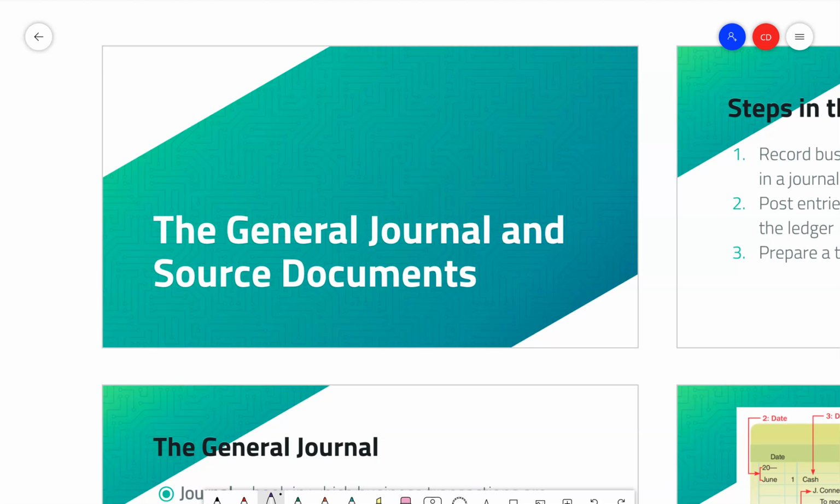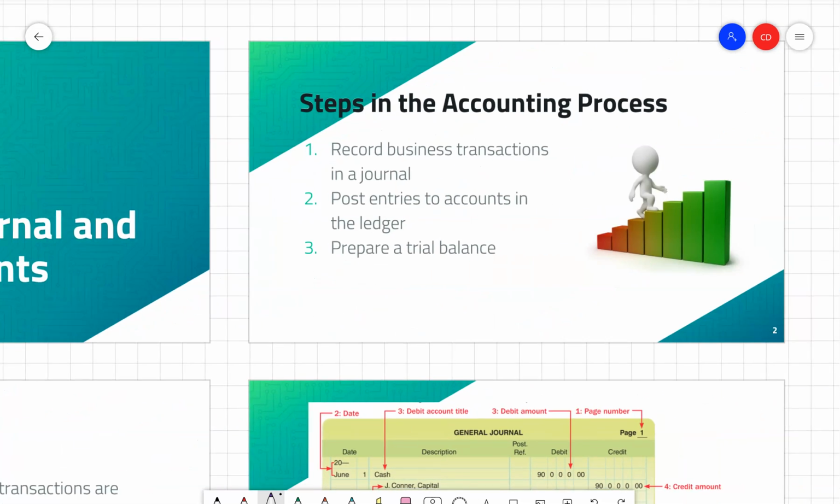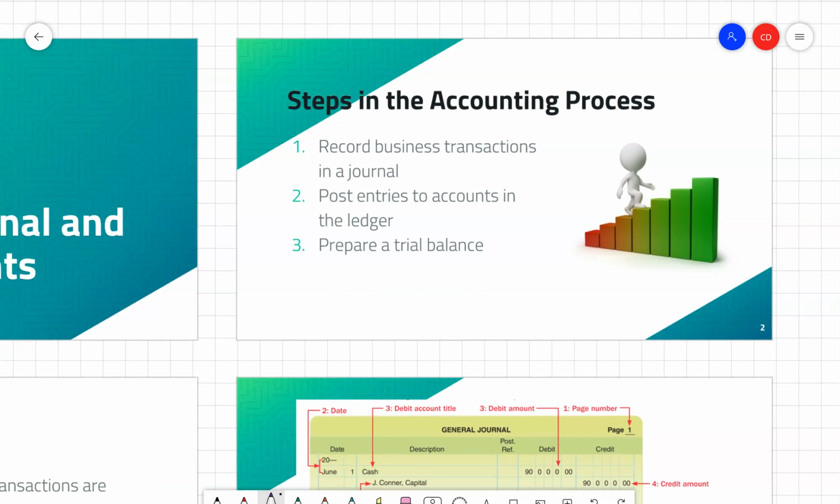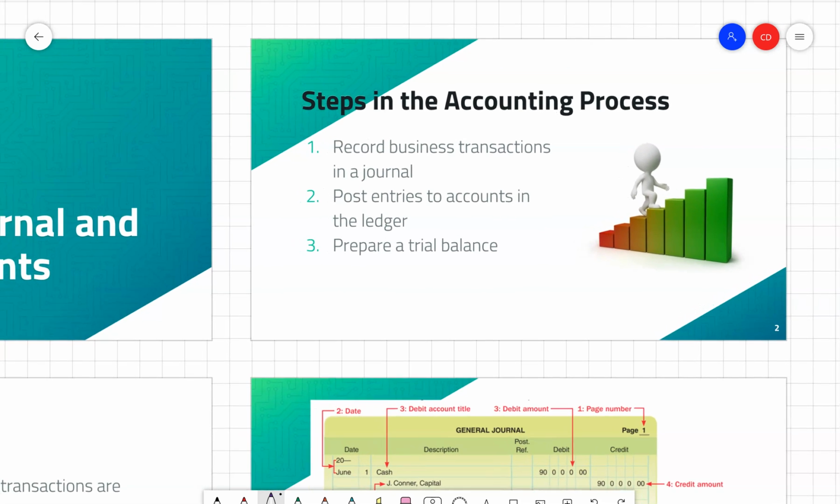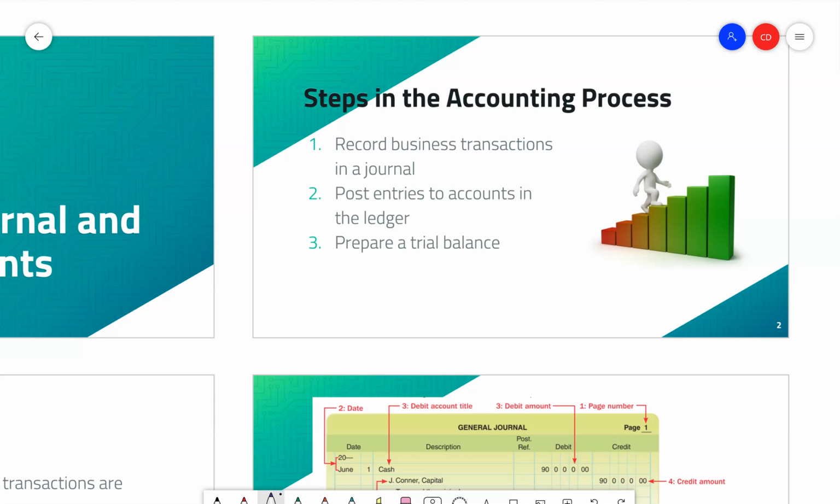Today we're going to look at the general journal and what are called source documents. We're actually going to really get into the actual steps in the accounting cycle. So I know you might be thinking it's December and we haven't been doing any of the steps in the accounting cycle or the accounting process. And no, we have not. But everything we have done prepares us to begin the actual process.